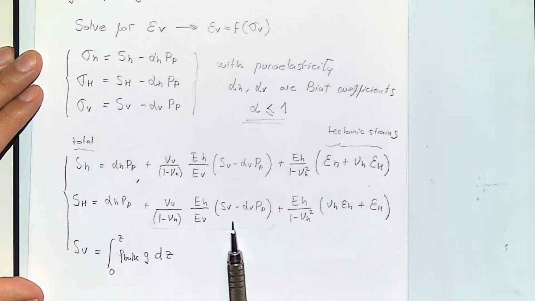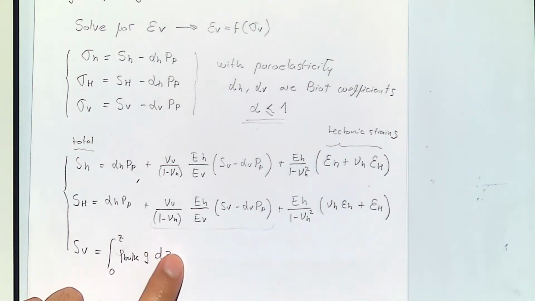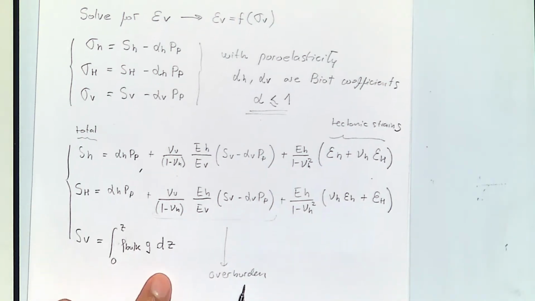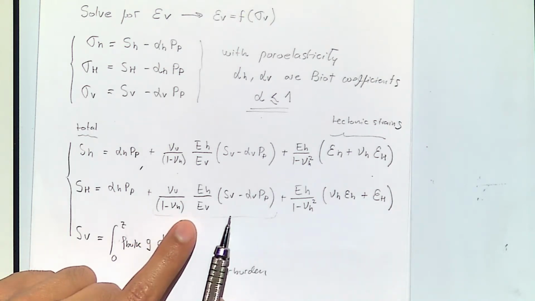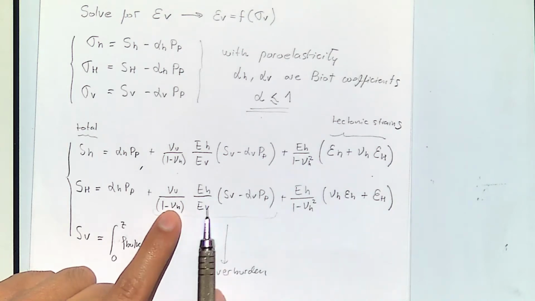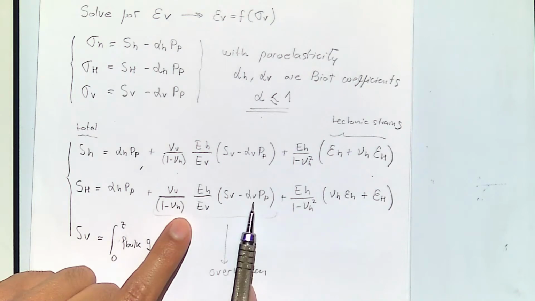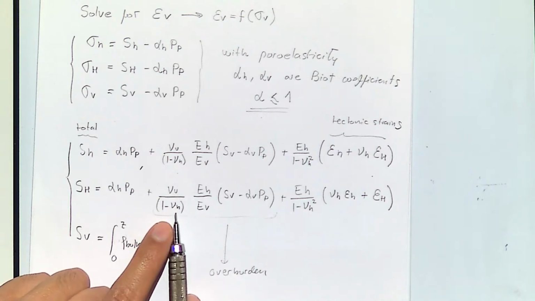Notice this is part of the effect. This is the overburden. These two terms are overburden. Notice that you have this coefficient, Poisson ratio divided by 1 minus Poisson ratio. Yes. But then you have to correct it also for the anisotropy part. This is just effective stress. This is effective vertical stress. This is Poisson ratio divided by 1 minus Poisson ratio.